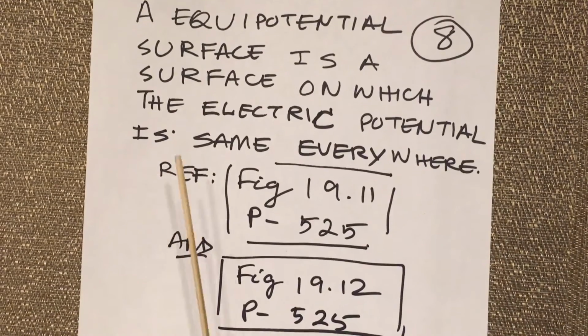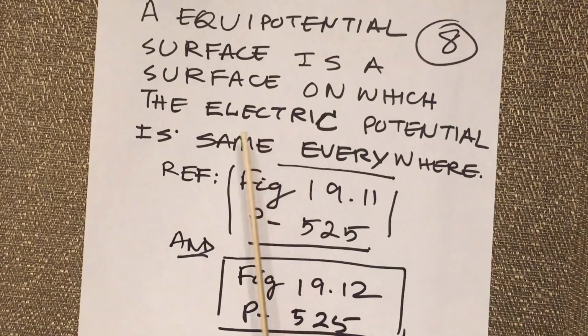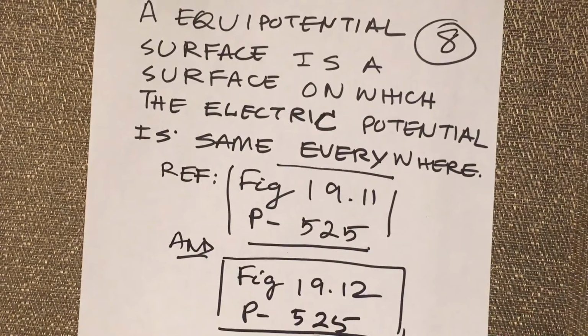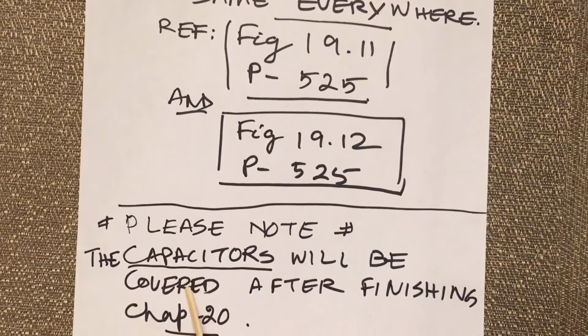Now the next topic, we're talking about defining the equipotential surface. To define an equipotential surface, that will be a surface on which the electrical potential is the same everywhere. You can very well see in this figure 19.11, page 525, and figure 19.12 is on 525. Please note here that the capacitor topic will be covered after we finish chapter 20.